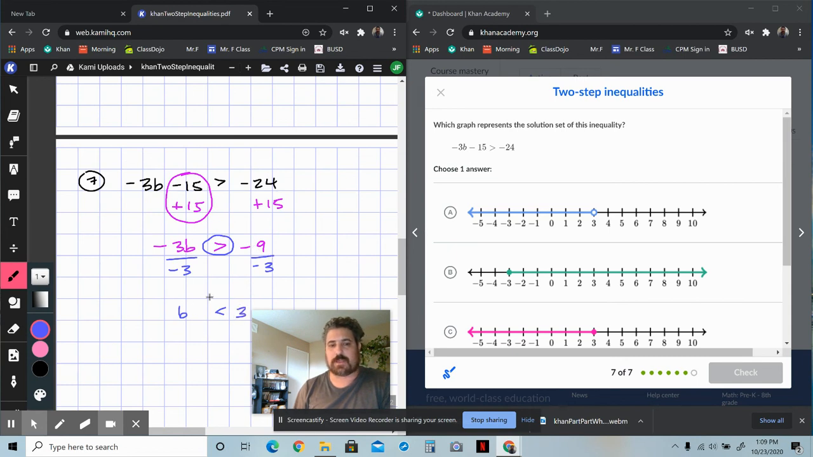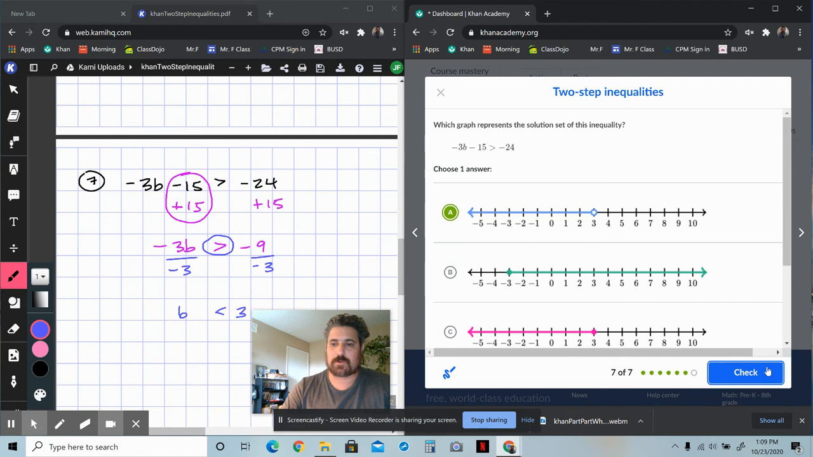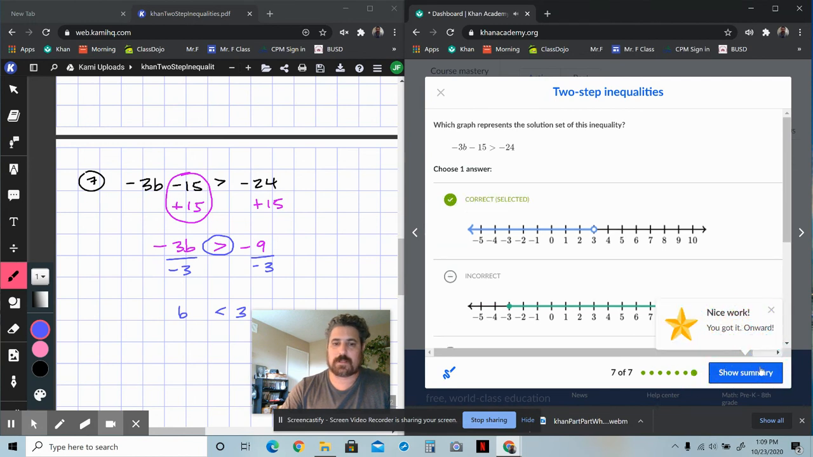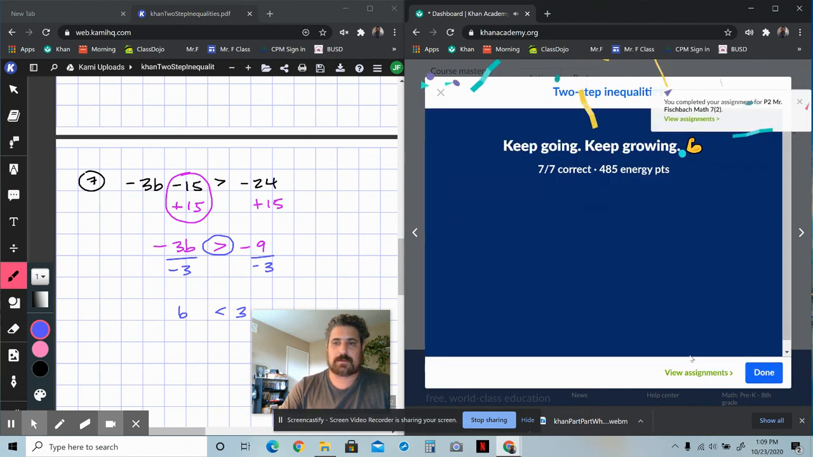So you get b is all things less than 3, which means you should have an open circle at 3 because 3 is not a solution. And everything that goes to the left of that, anything that's smaller, right? So 2, 1, 0, negative a million, all that should work. So open circle at 3 to the left, that's what you want, and there you go. And that's how you do your inequalities.